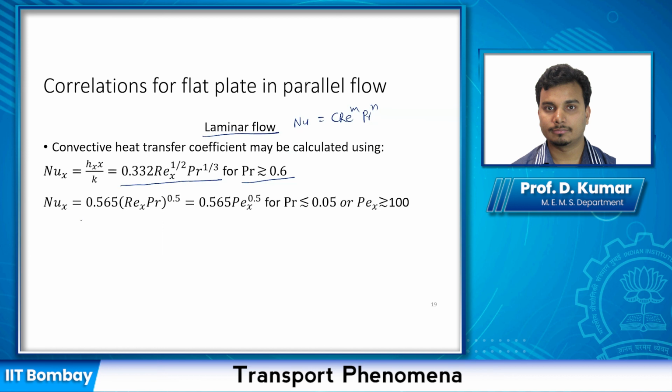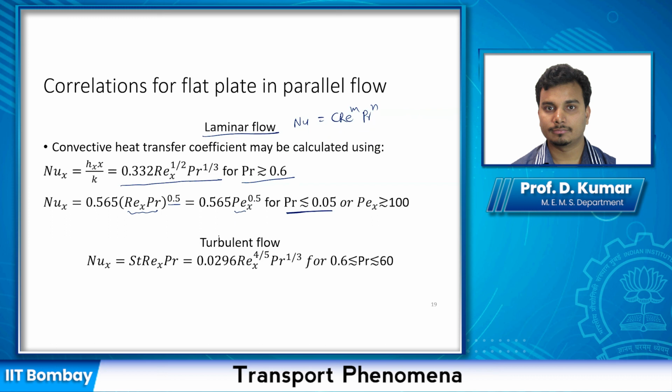which is true for some gases and oils and things like that. For liquid metals, your Prandtl number is much smaller than 1. So for Prandtl number less than 0.05, you can use this correlation, which is Nusselt number equals 0.565 times Re Pr, where m is equal to n is equal to 0.5. The product of Reynolds and Prandtl number is also known as the Peclet number.